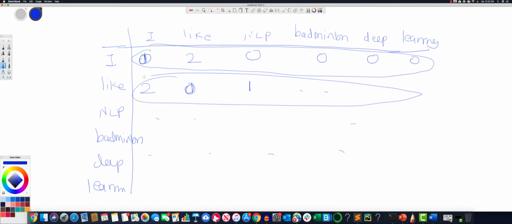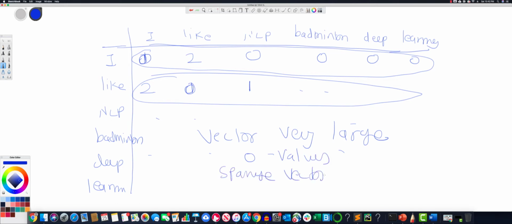But what are the issues with this? As your vocabulary becomes large, in practice you definitely have a lot more than two sentences, your vector will become very large, and a lot of them will have zero values. So these vectors are called sparse vectors, right? So very often these sparse vectors are not used.